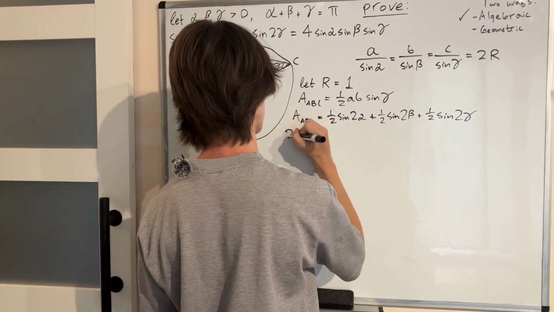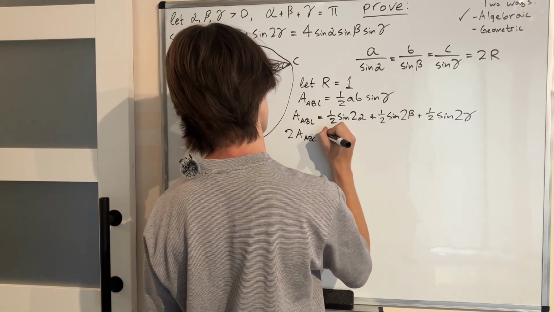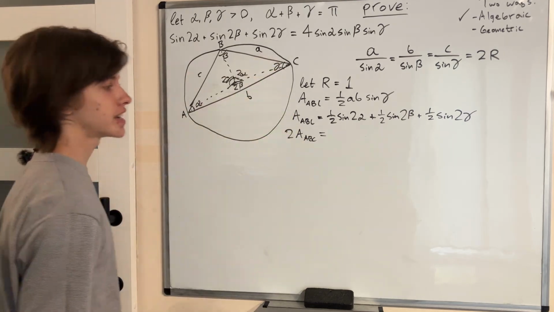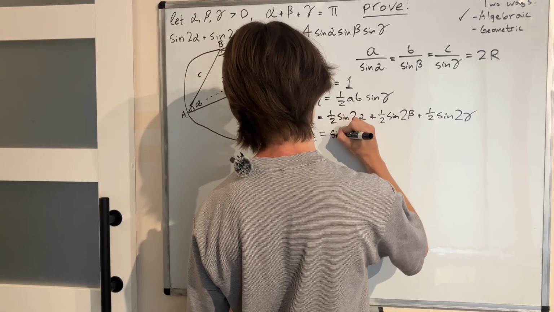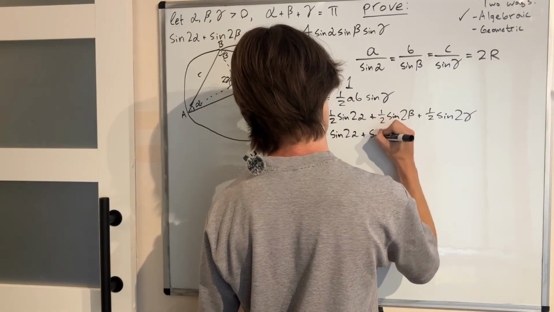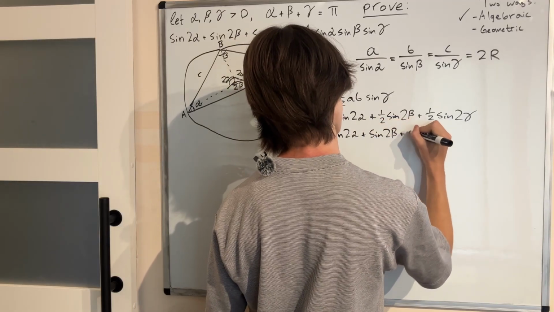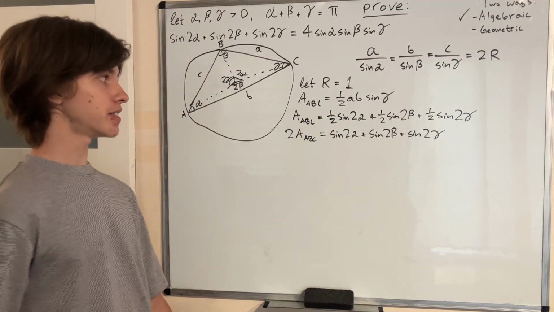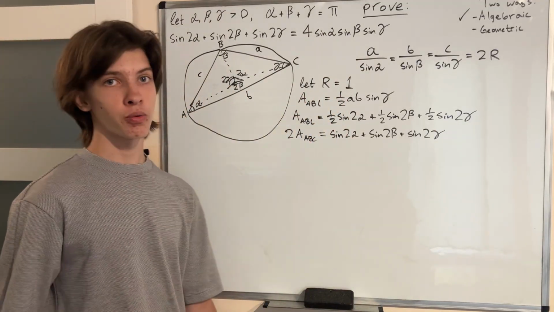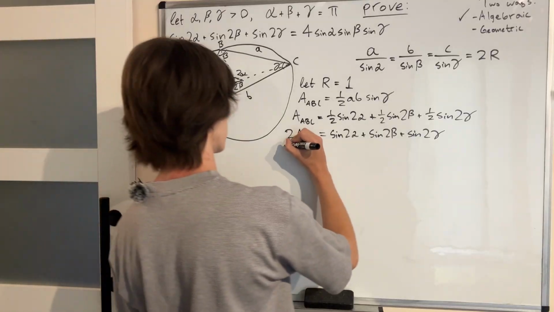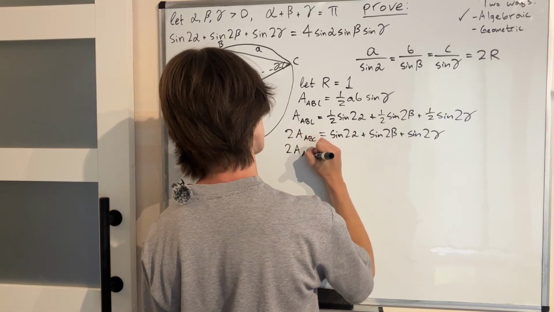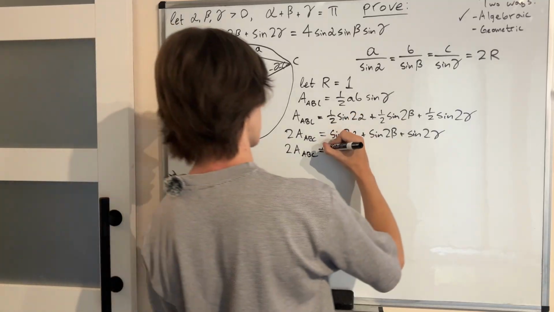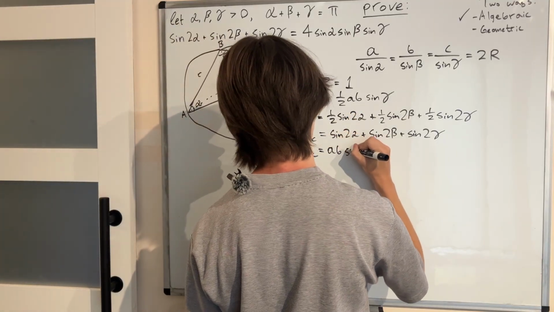And so we get that 2 times the area of ABC, if we just multiply everything by 2, is going to equal the first part of our trigonometric identity, the left side of it, the sine of 2 alpha plus the sine of 2 beta plus the sine of 2 gamma. All very nice. And how can we connect this to another area formula? Well, notice that 2 times the area of ABC is also equal to, for example, we can take our one with the sine of gamma. It's going to equal AB times the sine of gamma.